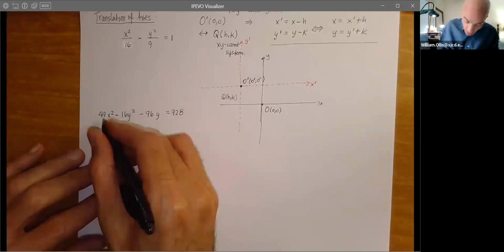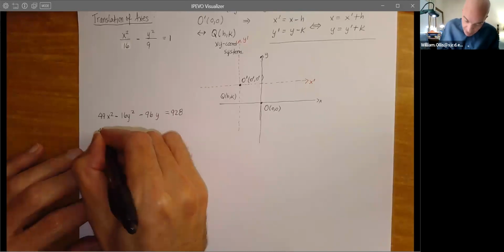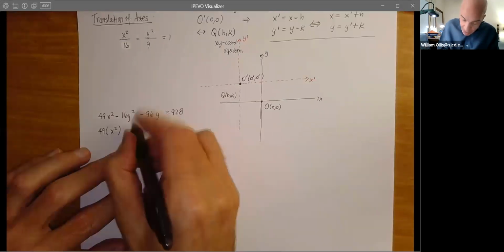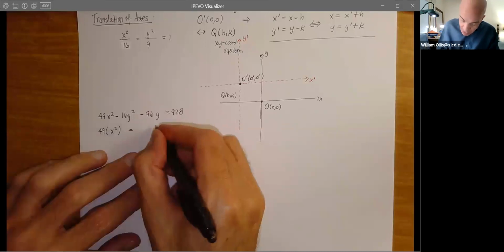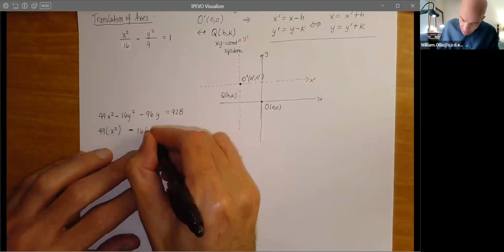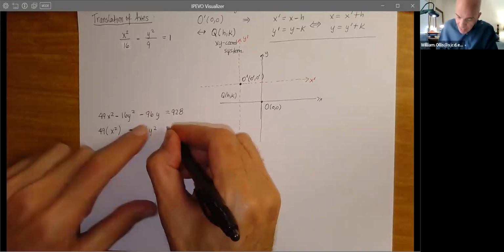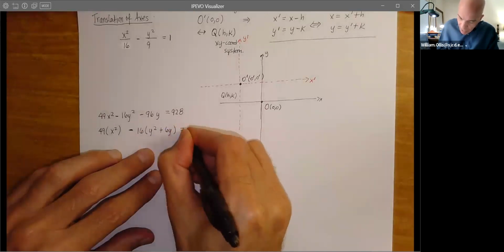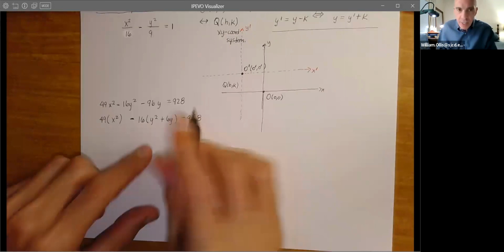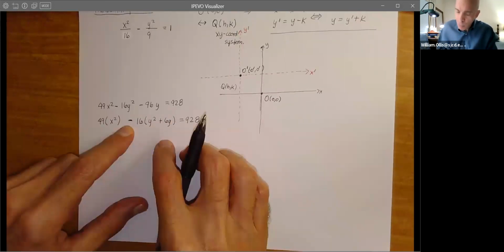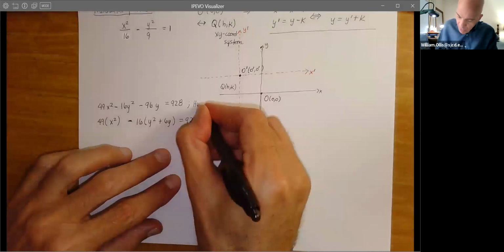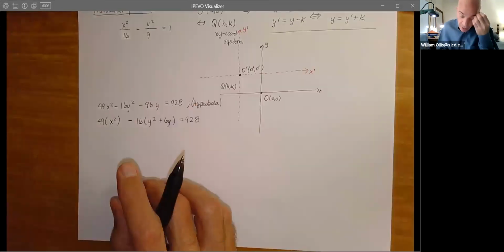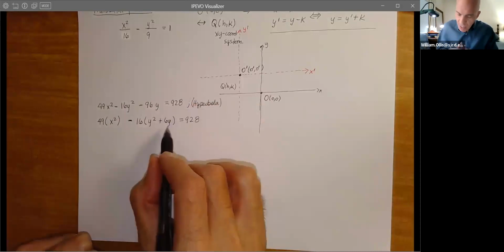So first, we're going to have 49 times the x squared. And here we'll have minus 16, since we've got a 16 in both of these, times the y squared, and then of course that's a 96 here, so we have plus 6y, equals 928. We look at this and say, okay, we think this is a hyperbola. Maybe it's degenerate. So we think hyperbola. And then you're thinking, okay, I need to complete the square here. So let's complete the square.